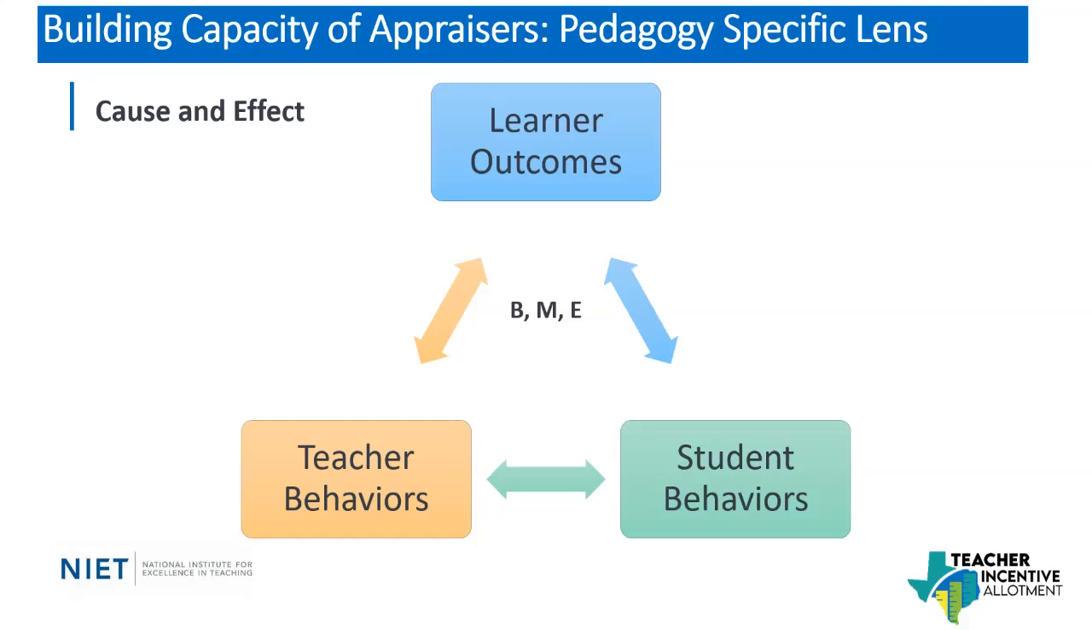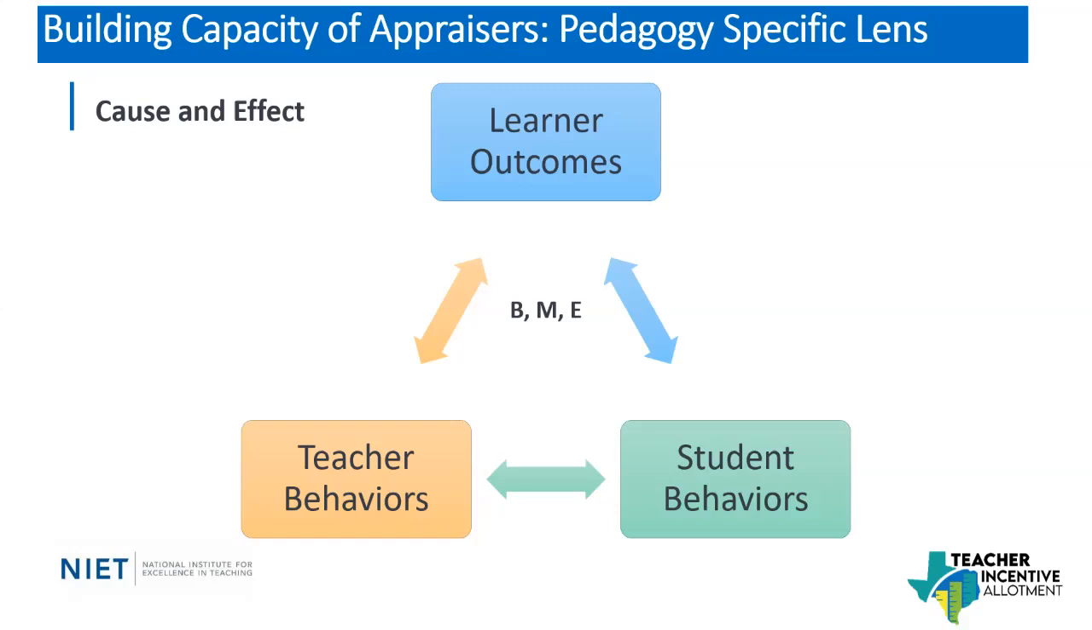Next, I'm collecting evidence regarding the teacher behaviors and how they are aligned to the learner outcomes. I'm considering, what is the teacher saying and doing that aligns and supports the learning objectives? For example, how is the lesson structured to facilitate student mastery toward the learner outcomes? How do questions and activities align with the learner outcomes?